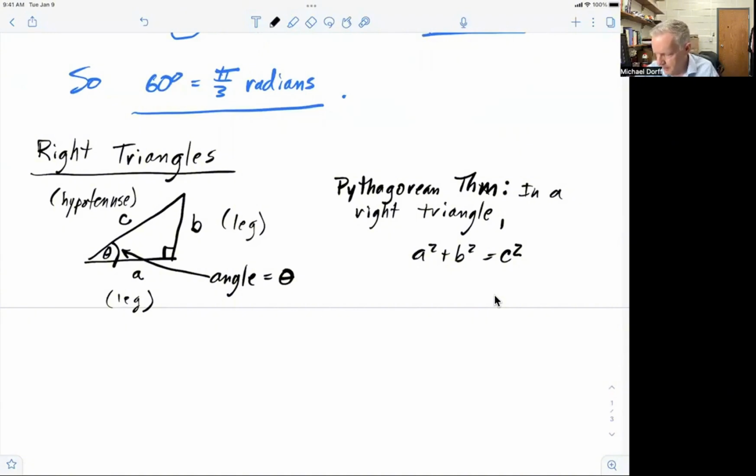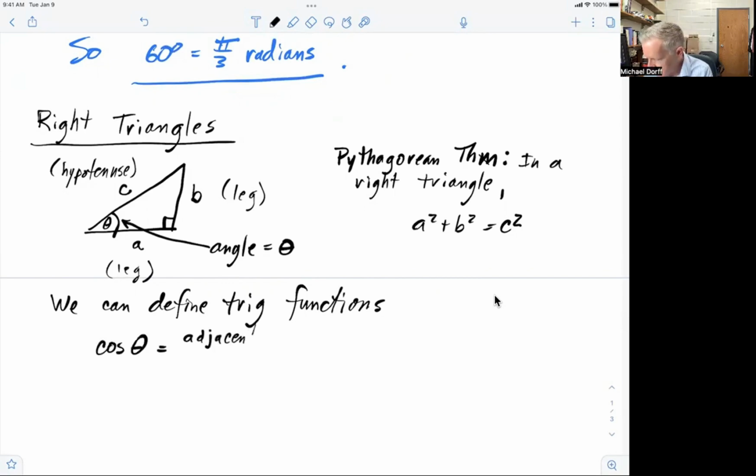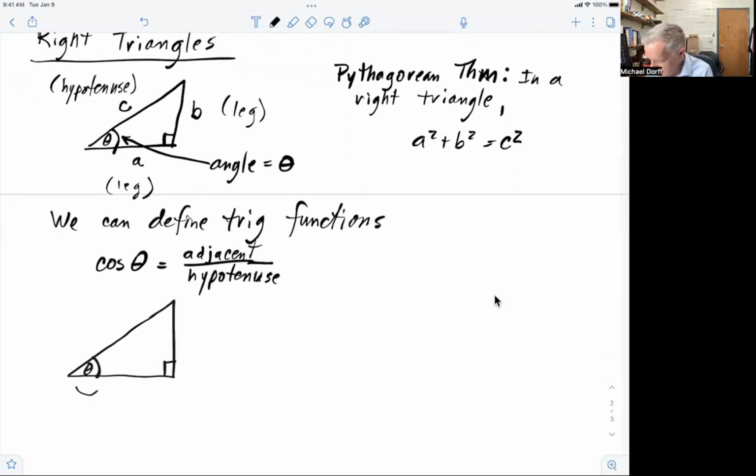How do we go from here? We can define some trig functions using this idea of the right triangle. So we're going to define it as following. The cosine of theta is going to be the length of the adjacent side over the length of the hypotenuse. You may ask me, what is the adjacent side? This side, it's a leg, and it's called the adjacent side because it's adjacent to the angle.